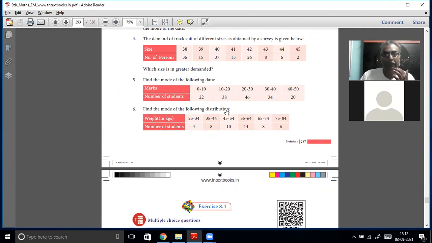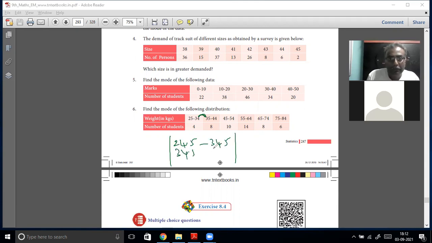Find the mode of the following distribution. Or you do this as homework. Sum number 6, you have to be careful. What is the problem here? See, the classes are like 25 to 34. This gap is there, so you should make it 24.5 to 34.5. Then 34.5 to 44.5. Like that you make the classes, put the frequencies and apply the formula.